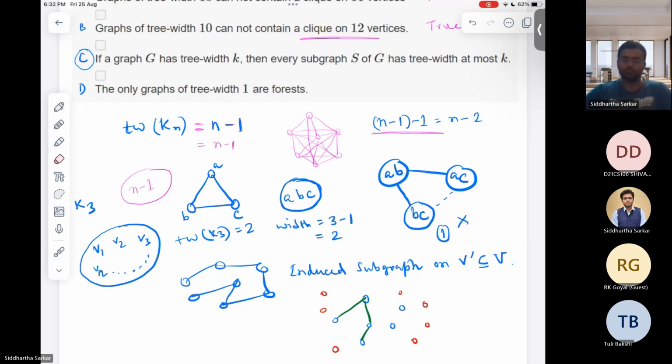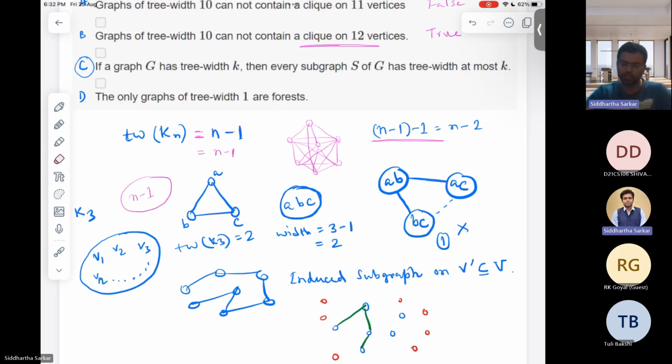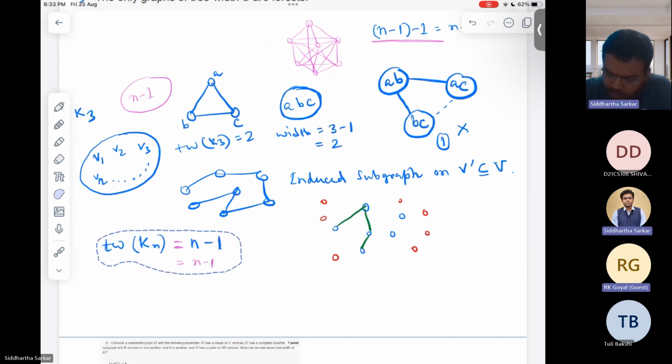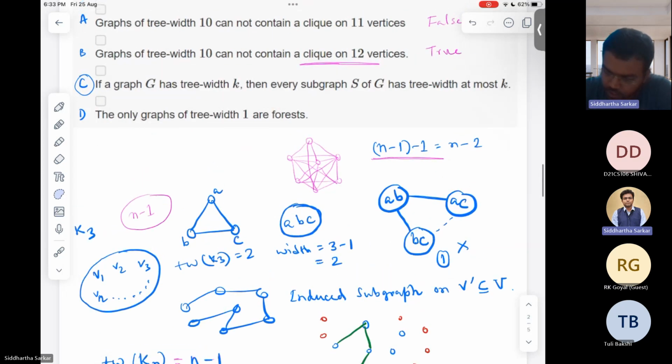Okay. So now, what is the question? Can you show the question again, please? This is the C part. Yes. Clearly it is true, because if I take a subgraph of the graph G, then the treewidth can never cross the value k. At the most, it could be k. It could be less than k. Correct. That is intuitively clear.